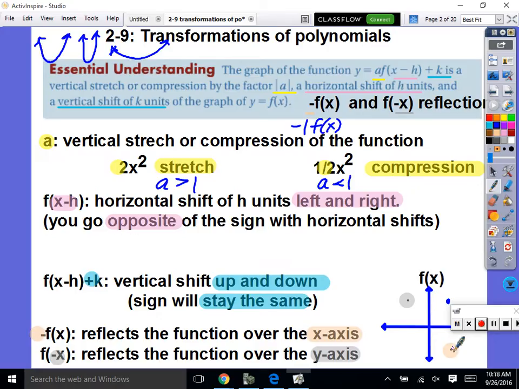Okay. So if negative a is in front, you only look at the absolute value of a for the stretch or compression because the negative is what reflects it over the x-axis. A lot of people will forget that.